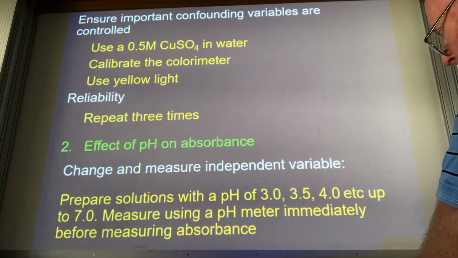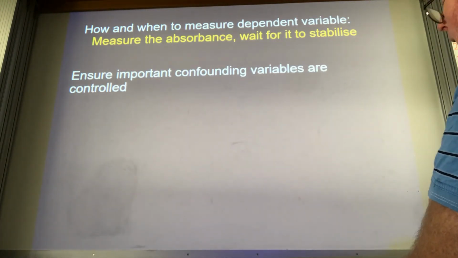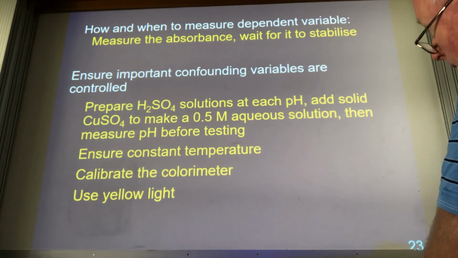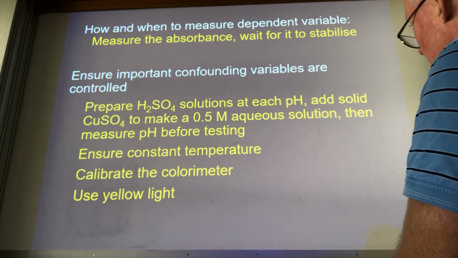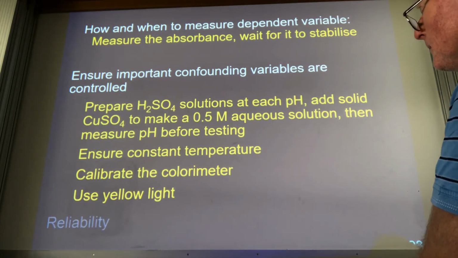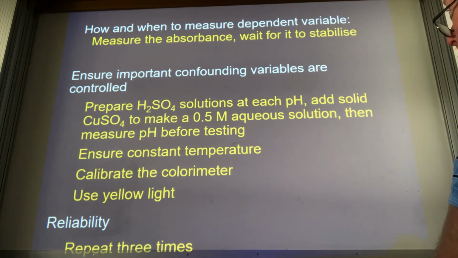So how are we going to vary the pH? What's that process going to be to ensure it's done well? How are we going to measure the absorbance? How and when? And then similarly controlling those confounding variables. Repeat 3 times to ensure reliability.